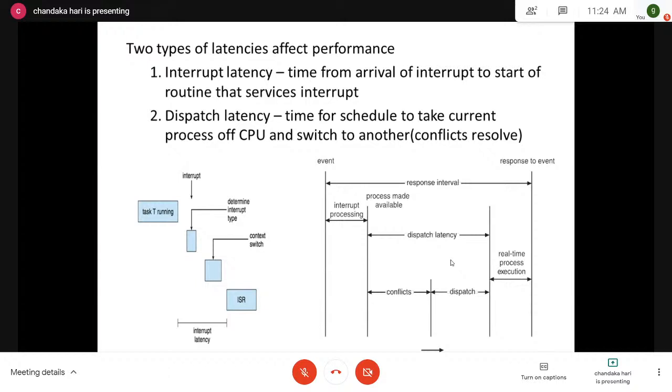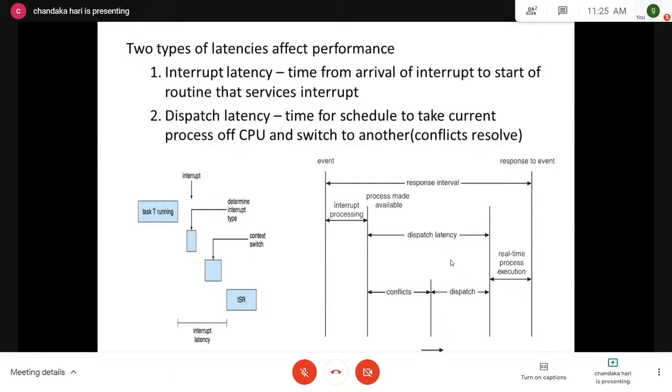Okay, let us take an example. Suppose interrupt processing takes 10 milliseconds, this takes 10 milliseconds, and this takes 10 milliseconds, totally 30. Suppose a real-time process comes and asks you to respond within 25 milliseconds. It is not possible. Why? Because this is the minimum time that is required to respond to a real-time process.